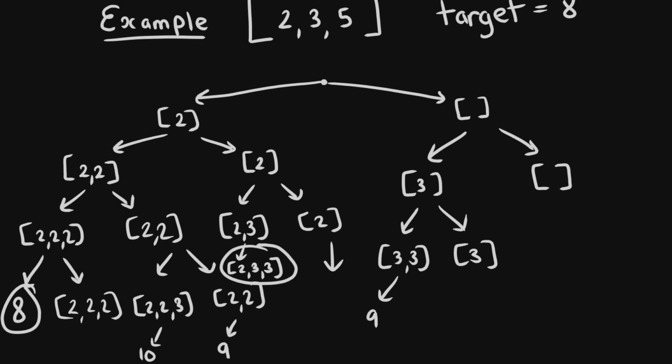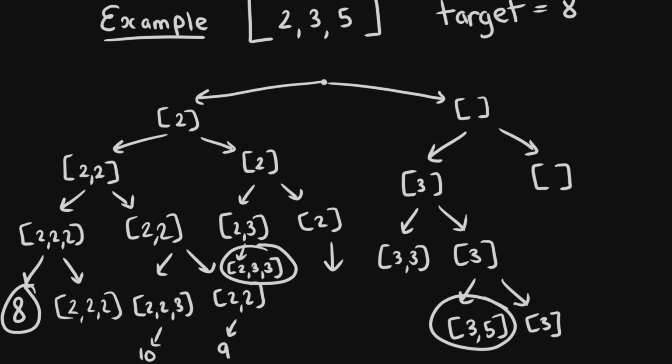This will lead to 9, which is greater than 8, and that's greater than the target, so we just end the recursion at that point. Then we take a look at this. Can we add a 5? Well, yes, we can. We can actually get 3, 5, or 3. So as you can see, this is another combination such that it equals the target. This sum, 3 plus 5, is equal to 8. And I'll just stop the process here.